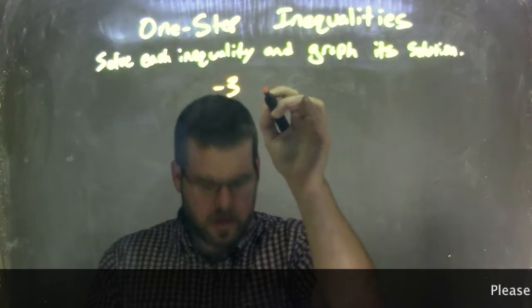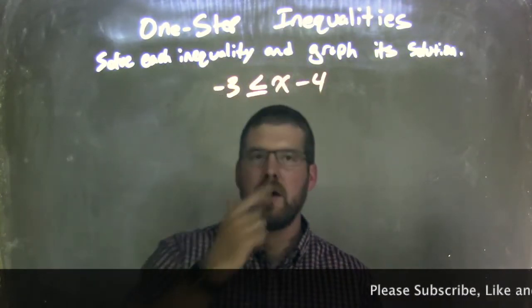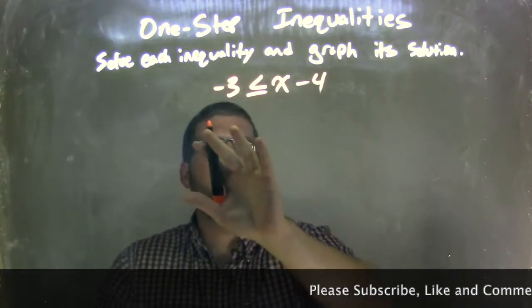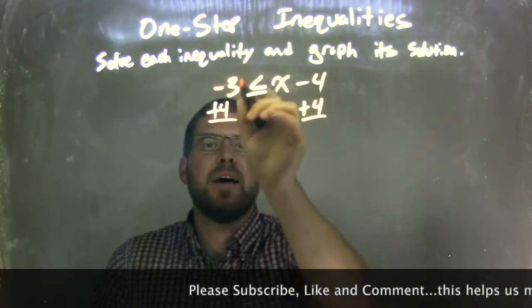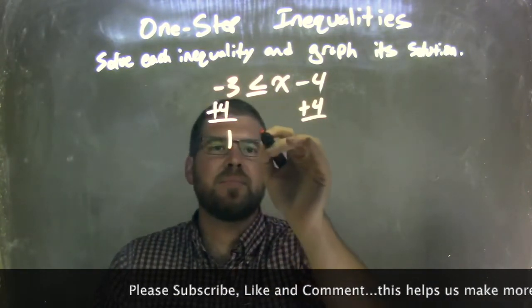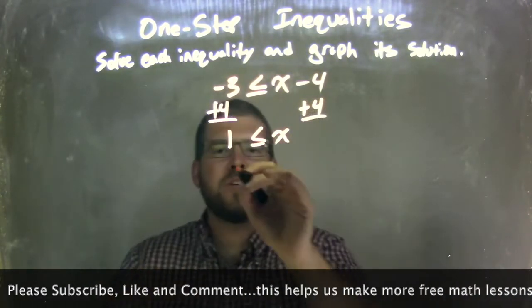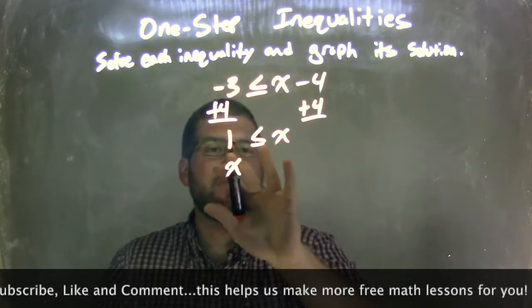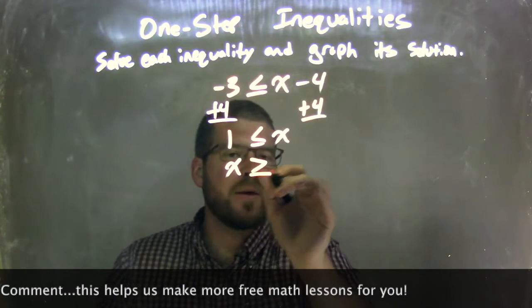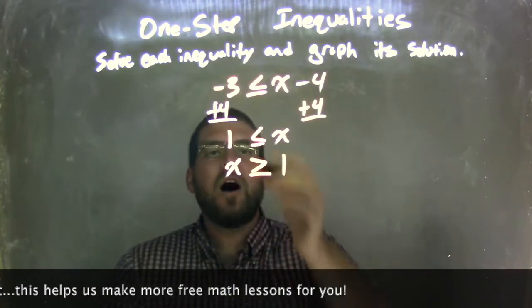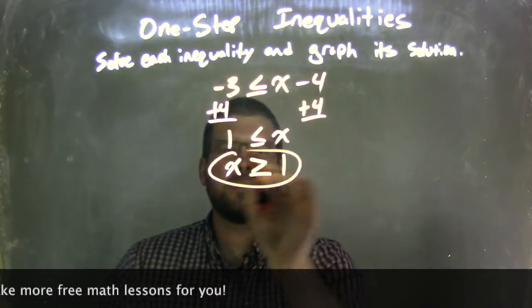Negative 3 is less than or equal to x minus 4. Okay? Well, my first step is to bring the 4 over to get x by itself. So I'm going to add a 4 to both sides. What that does now is negative 3 plus 4 is a positive 1, and that's less than or equal to x. Okay? But I want to write x first. So by writing x first, I then have to flip the inequality back, go from less than or equal to a greater than or equal to, and to that 1. So 1 is less than or equal to x is the same thing as x is greater than or equal to 1, which is my final answer.